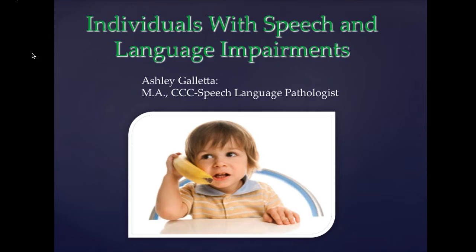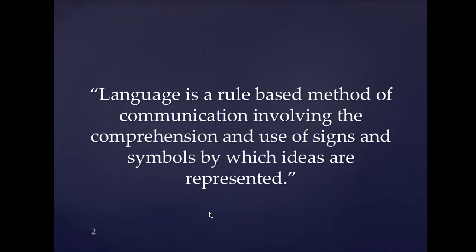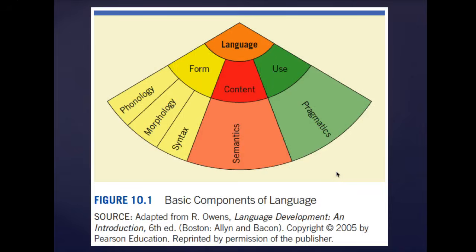Hey everyone. So, the first thing that we're going to do is talk a little bit about what is language and what is speech before we can talk about how either of those things can be impaired. So, language is a rule based method of communication involving the comprehension and use of signs and symbols by which ideas are represented.